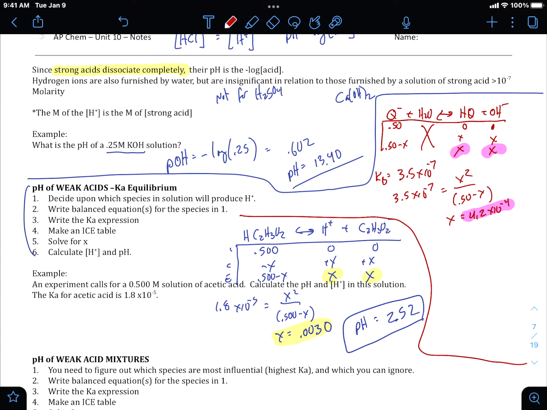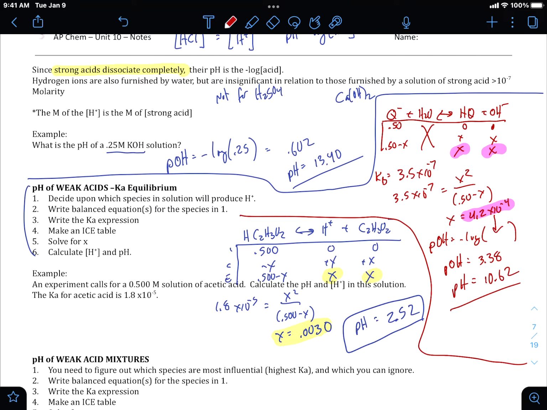Therefore, to find the pH, the negative log, I can't find the pH directly. I have to find the pOH first. So that's going to be 3.38. So then the pH can be found: 10.62.